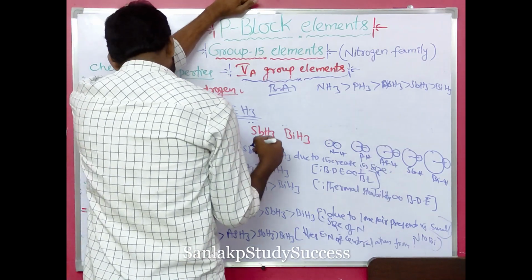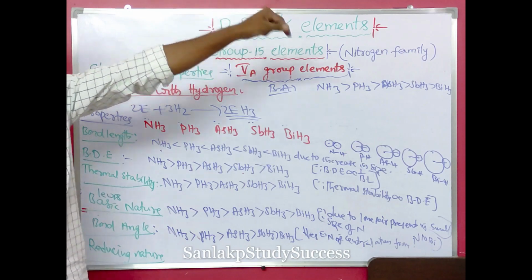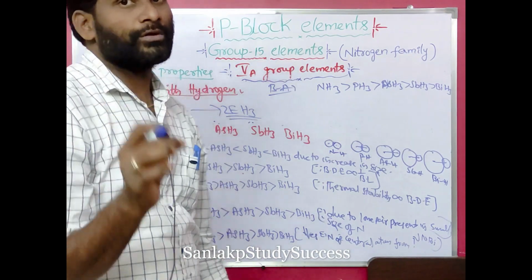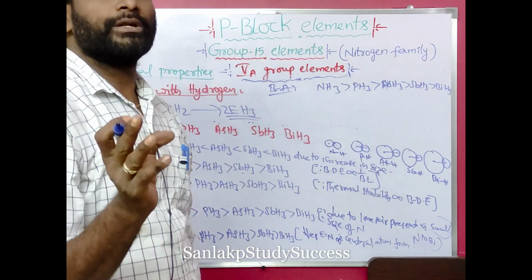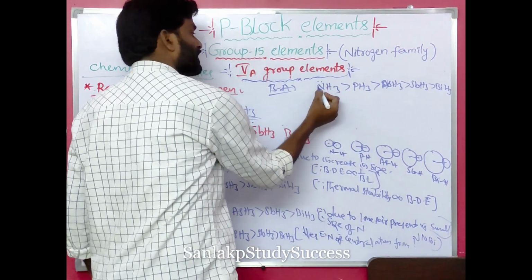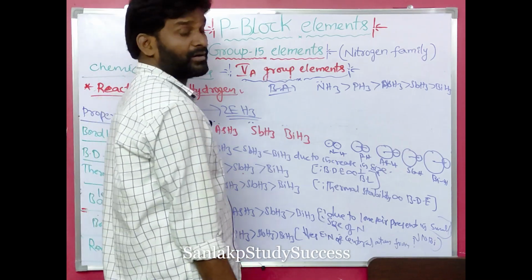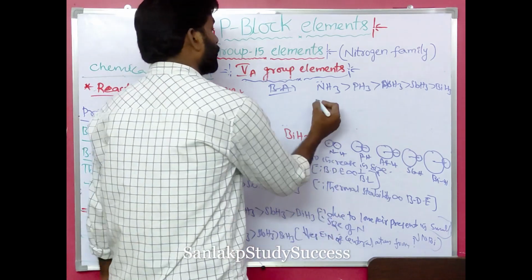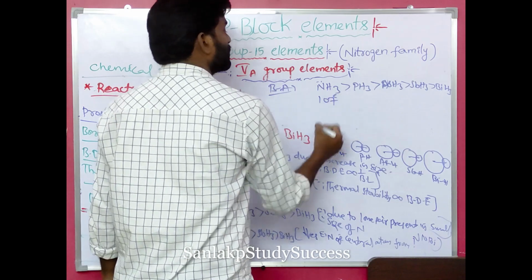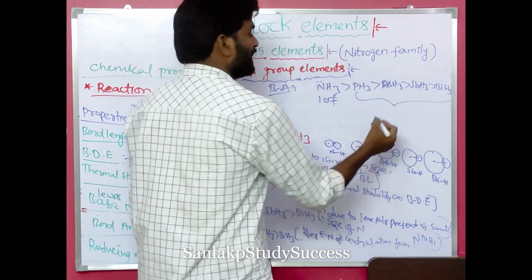According to sp3 hybridization, its bond angle is 109 degrees 28 minutes, but it is containing 3 bond pairs and one lone pair. Due to repulsive force present between the lone pair and these bond pairs, its bond angle is deviated from 109 degrees 28 minutes to 107 degrees. So the bond angle of the others is approximately 90.